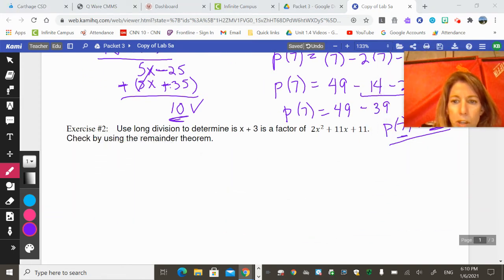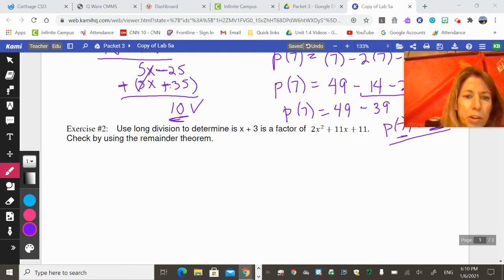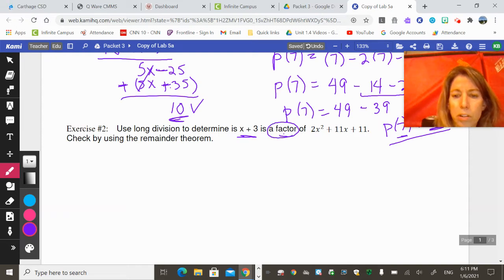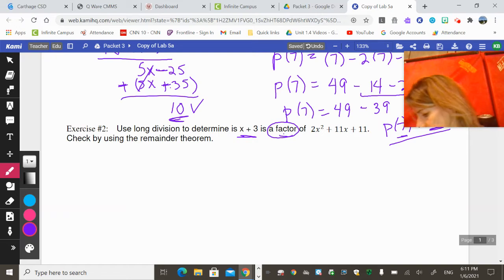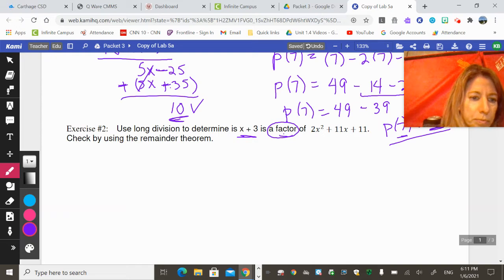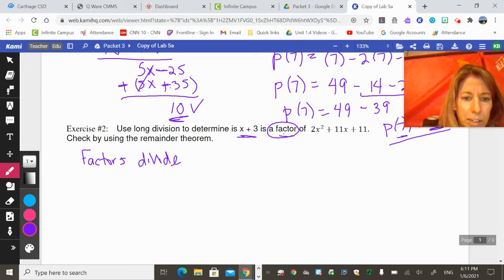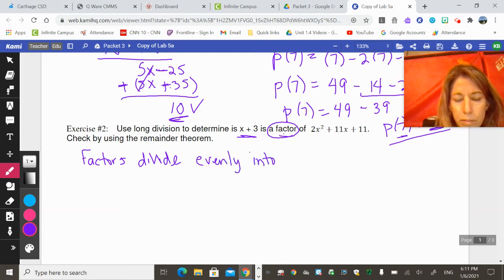Okay, so exercise 2, it says use long division to determine if x plus 3 is a factor. So this is super specific. If something is a factor, then it divides evenly into the function, and basically the remainder is 0. All right, so factors, by definition, they divide evenly into a polynomial.